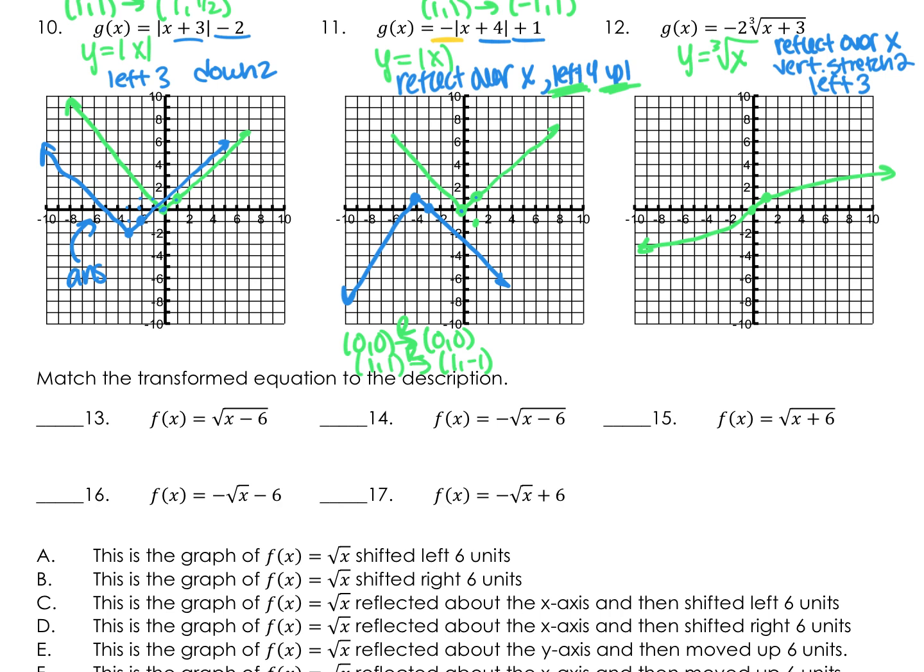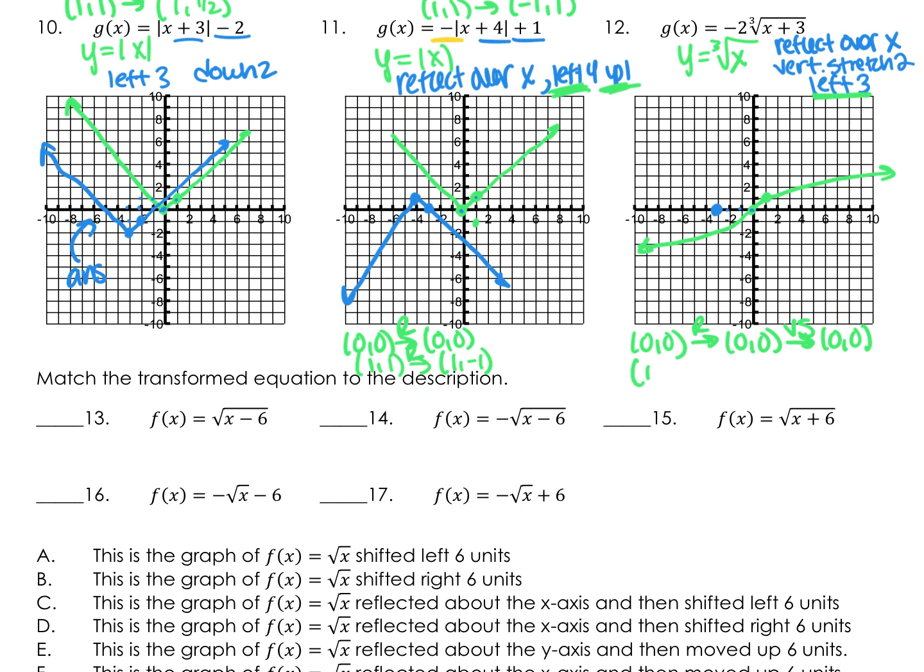Okay, so first let's take the point 0, 0. When we reflect over the x, we're going to change the y value. So that's going to stay the same with 0, 0. And then with a vertical stretch, we'll multiply the y value by 2, but that's going to still stay 0, 0. So after the reflect over x and the vertical stretch, this point is still in the same spot, and then we'll just move it left 3. So for that last thing, we'll move it left 3.